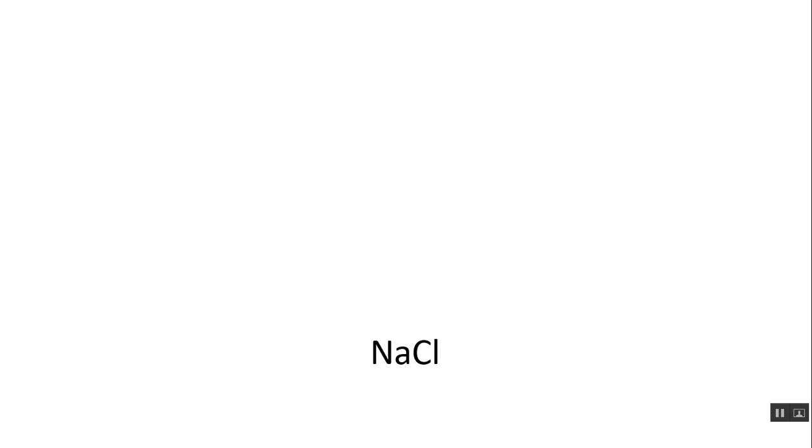We can then even take this one step further and name the compound. On the periodic table, Na is called sodium, so we would write the name as sodium. Cl is chlorine, but because it's the anion at the end, we have to actually change its ending to chloride. So this compound, NaCl, we rename as sodium chloride.